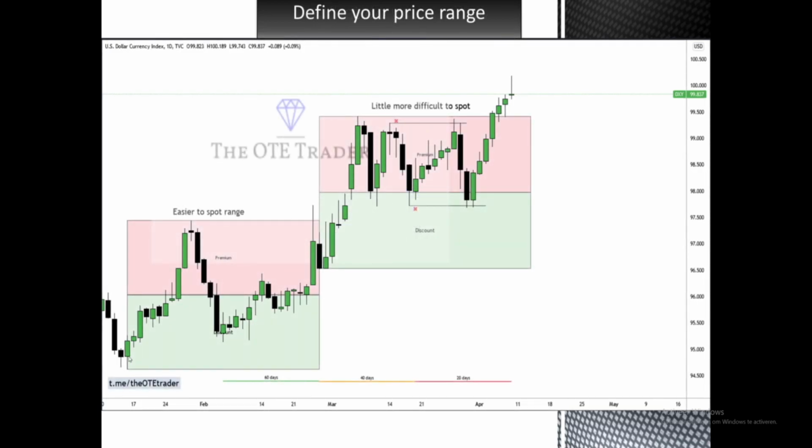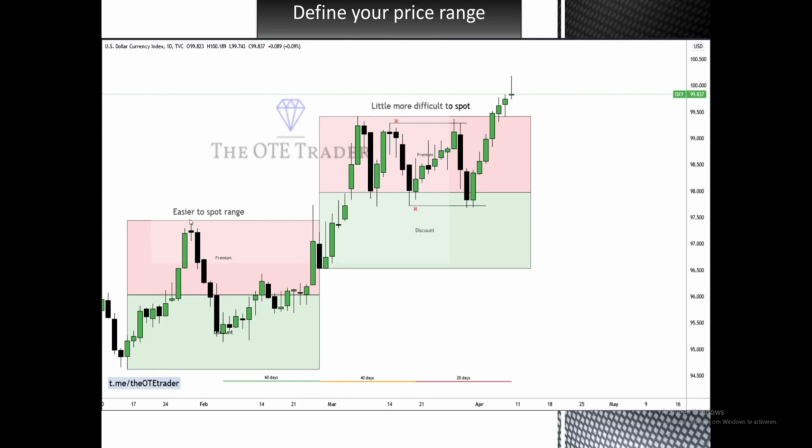So on the left we have a pretty easy to spot range, and ranges are not always easy to spot. So let's take this example. We have a clear swing low, right? We're going into a clear swing high, and now we have a new trading range. On the left side we cannot really see it, but there's probably buy side and sell side liquidity taken out, and that's how you get a new range.